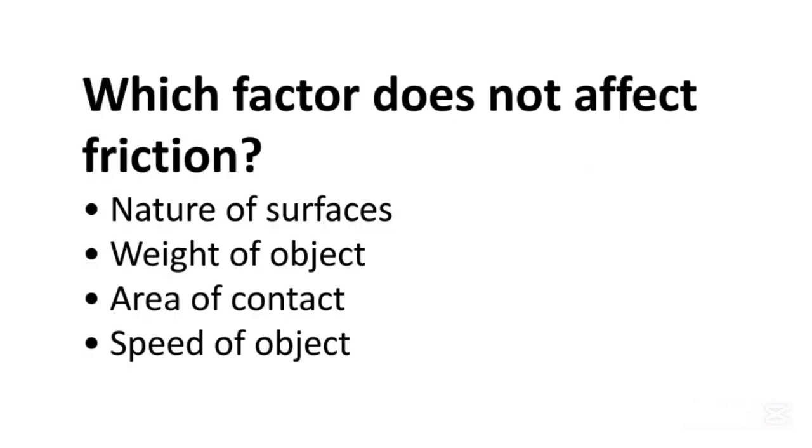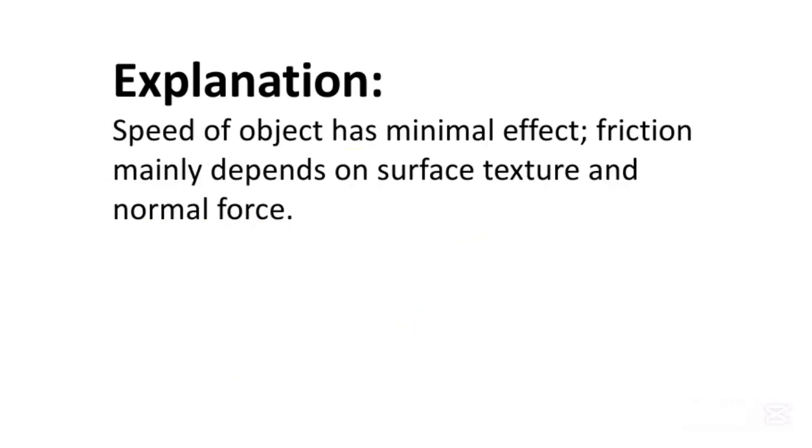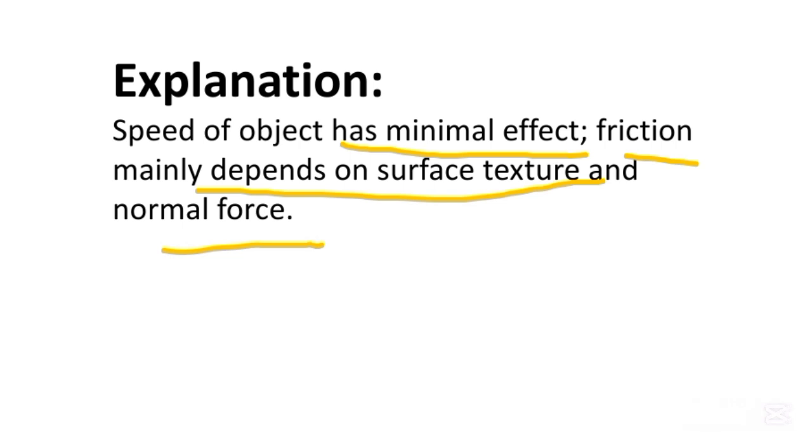Next MCQs. Which factor does not affect friction? Nature of surface, weight of object, area of contact, speed of object. So correct option: speed of object. Speed of object has minimal effect. Friction mainly depends on surface texture and normal force.